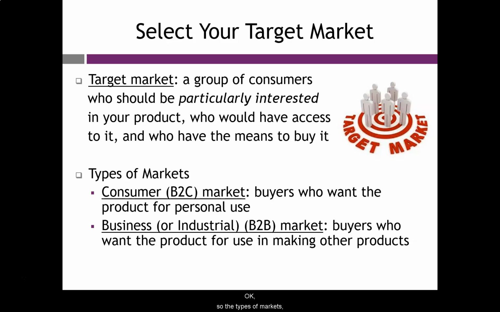Okay, so the types of markets, you have to determine if you're going to sell to consumers, which is obviously people like you who buy a product for personal use, or if you're going to sell to businesses or the industrial market. So consumers, B2C, and businesses, B2B. You could do both. Groups like Nike, Marriott, Capital One, Apple, they sell to both. They have consumers and businesses. So you can do one, the other, or both. And let's talk about how we do that.